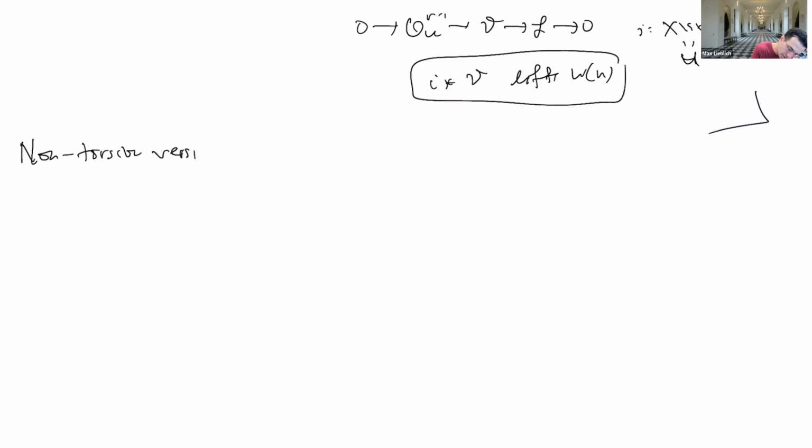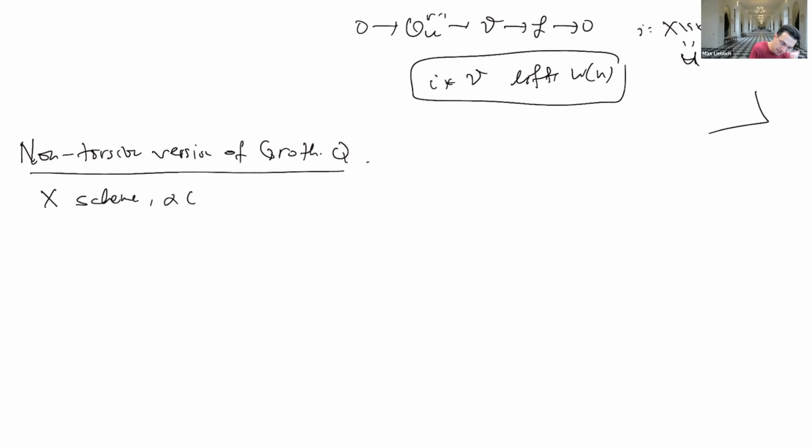Non-torsion version of Grothendieck's question. All right, here's the craziest way to say it. Suppose now X is a scheme. Really, just take it to be a variety. And α in H²(X, G_m), not necessarily torsion.